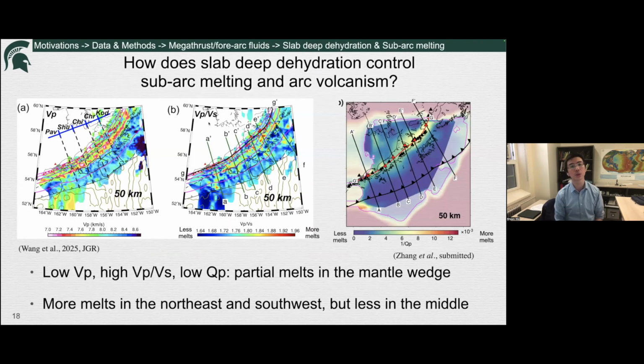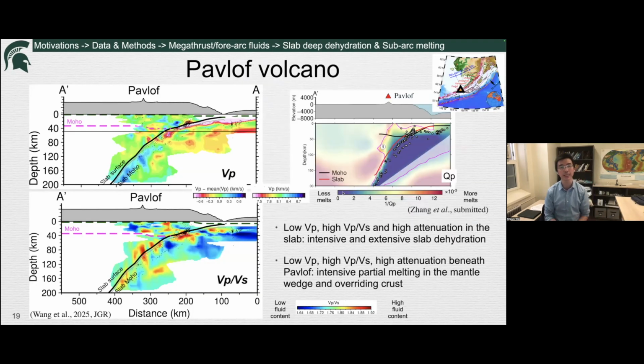So this time the real question is, we know of course there are a lot of along-strike variations in the surface arc volcanism. What controls that? Is that slab deep dehydration or something in the crust? And these are the images of the velocity, the Vp/Vs ratio, and also the P wave attenuation on the right. As you can tell, right beneath the volcanoes over here, there are some along-strike changes. I want to jump to the cross sections.